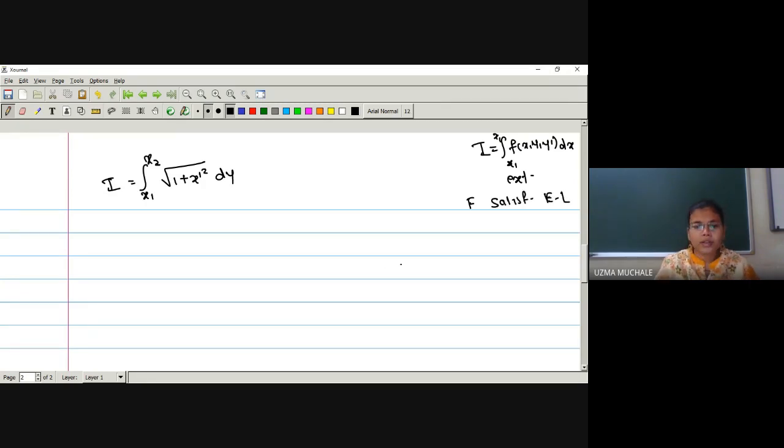Euler-Lagrange's equation. Okay. So now if you can see here, this is dx and here we have dy, correct? So while using this, what do we have to do? We have to make some changes, correct?